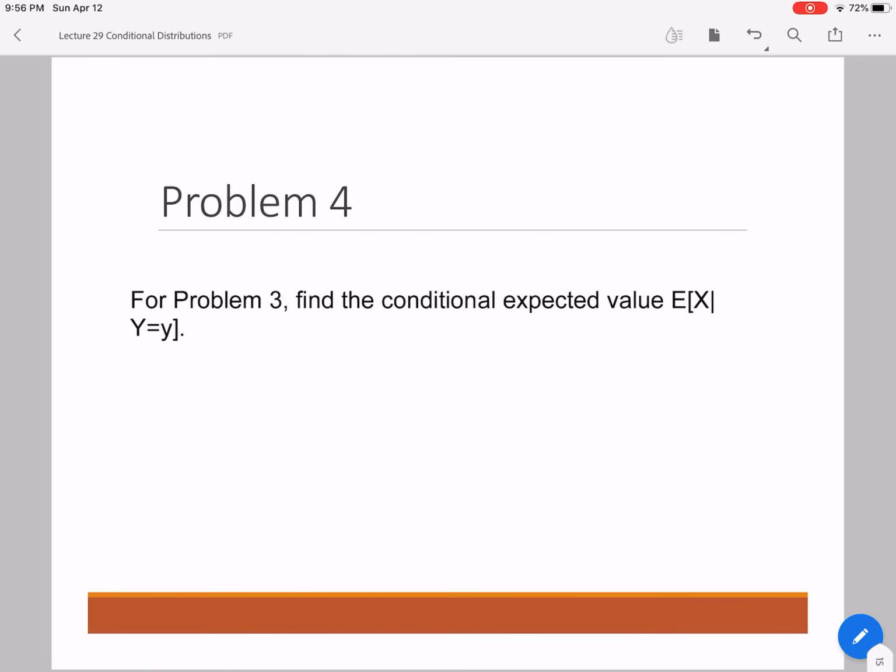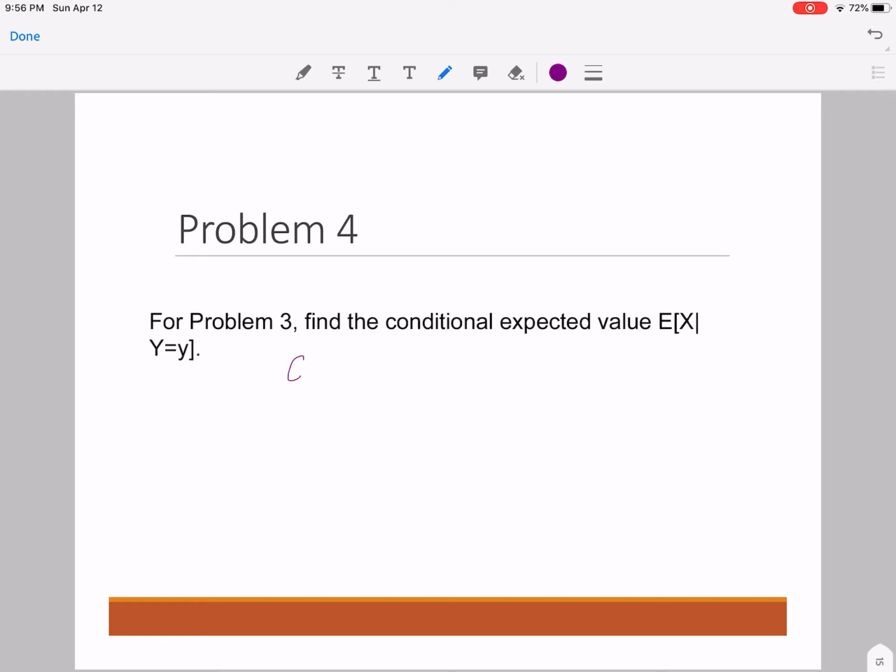Let me use the previous example and find the expected value of X given Y. So the expected value of X given Y is the integration from negative infinity to infinity of X times f of X given Y, so this is some function of X comma Y, times dx. The reason I'm integrating with respect to X is because f of X given Y is a probability model for X, and that's why in order to find the expected value of X, I need to integrate it with respect to X. So let's integrate that conditional PDF.